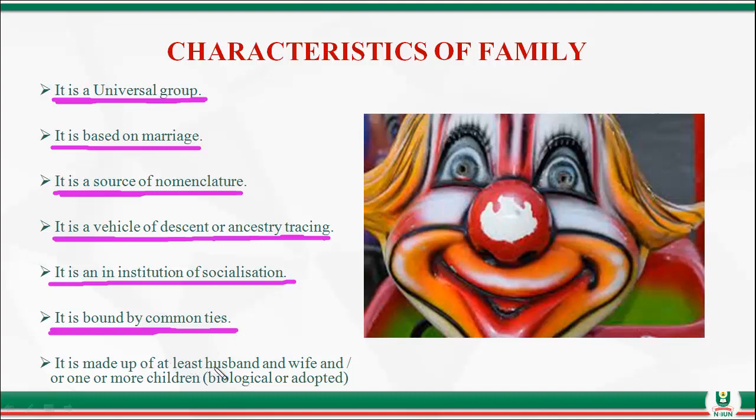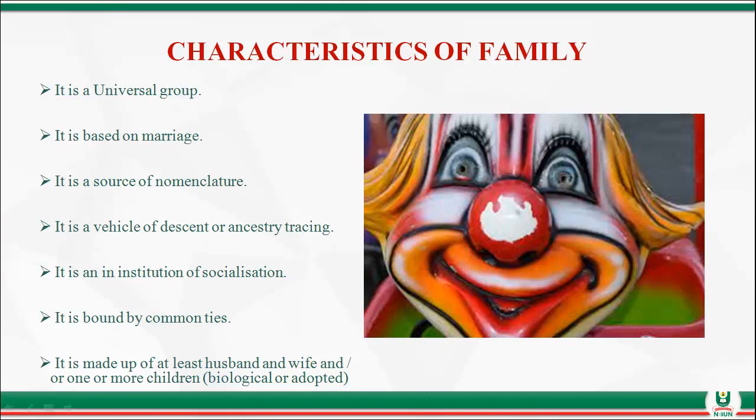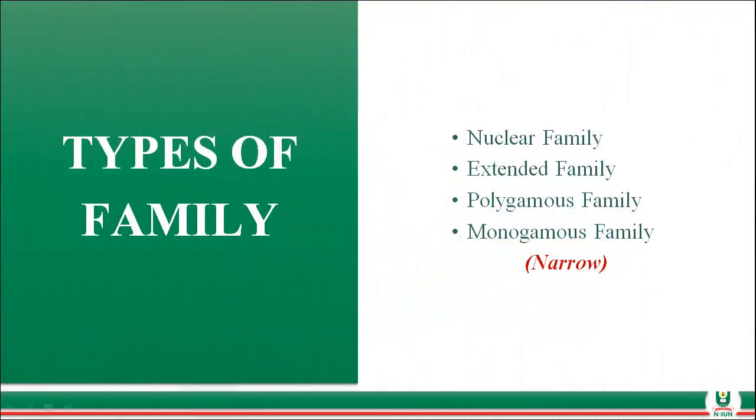It is made up of at least husband and wife and or one or more children, biological or adopted. That is what should constitute a family, at least, okay, at the minimum. All right. Having said that, having looked into the characteristics of family, let's now move into the types of family to see the different types of family that we have.